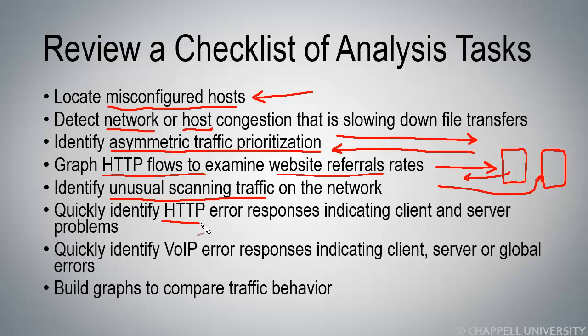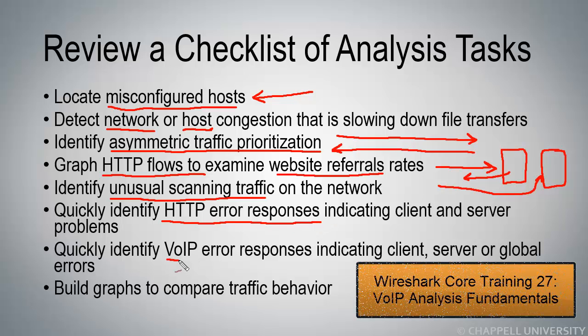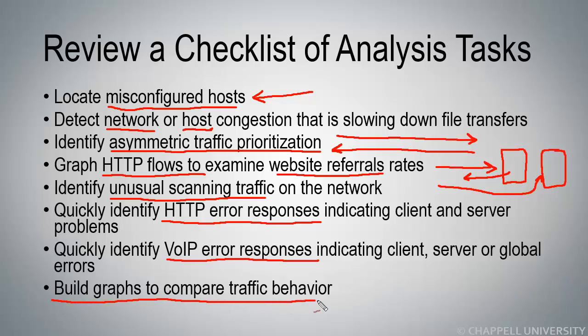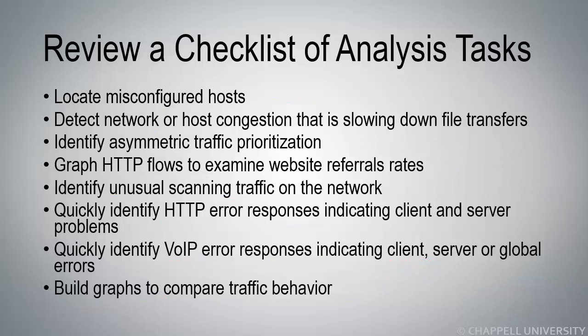We can quickly find HTTP error responses, as I showed you in the last section. And we can also quickly find VoIP error responses, as well as error responses from any application. We can build graphs where we compare traffic behavior to the time when everything was great and you have high spiky mountains in an I/O graph, to when things start looking much worse, when we have low rolling hills and it takes longer for a file transfer.